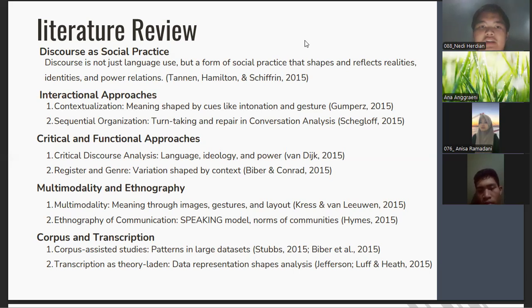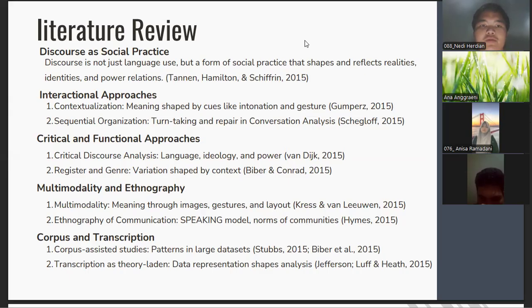It goes beyond words on a page or sentences in conversation. Discourse organizes social life, negotiates identities, and reproduces or challenges cultural values. This means when we analyze discourse, we look at how people use language to do things in the world, from managing relationships to exercising power.